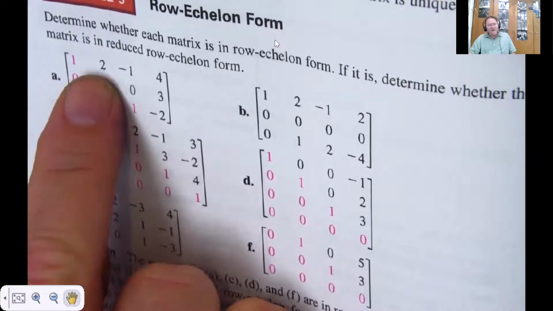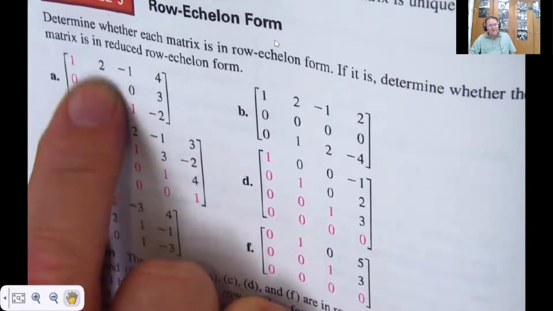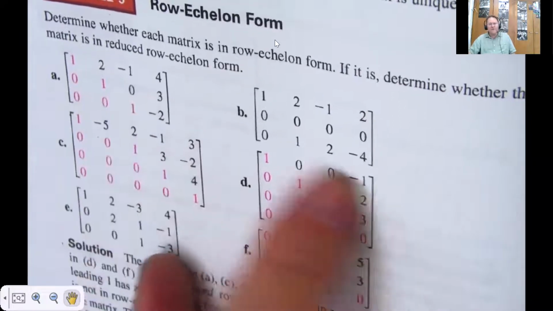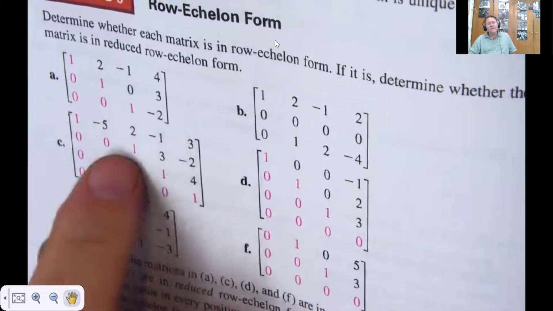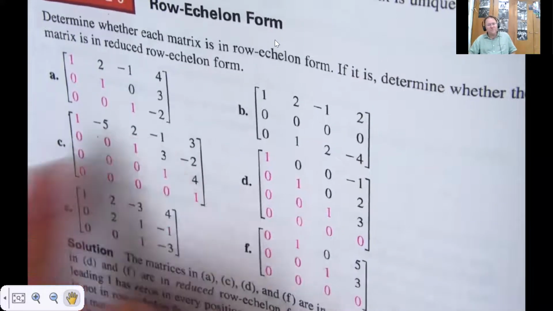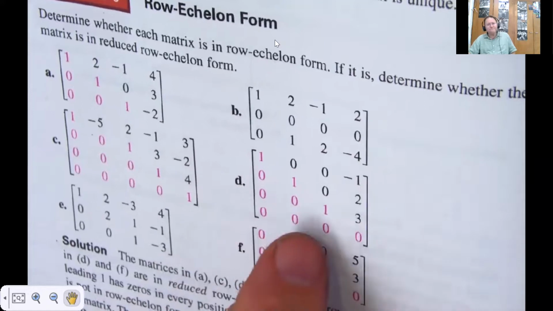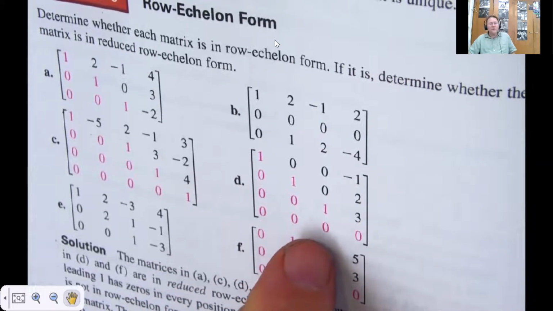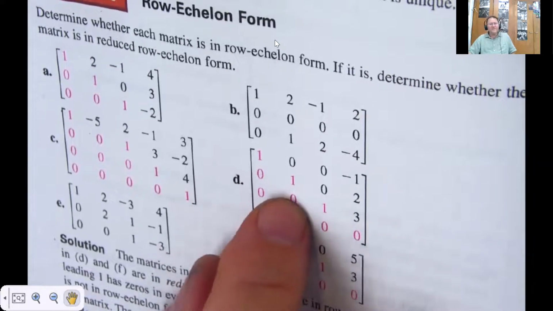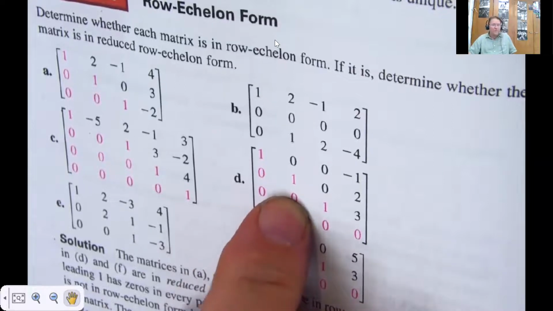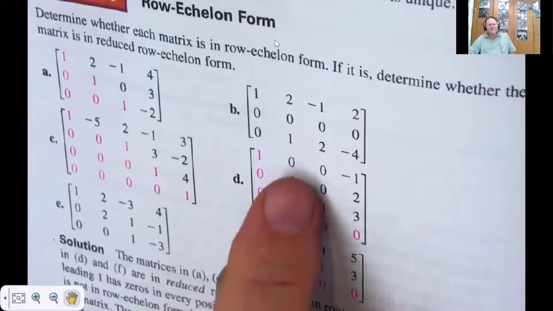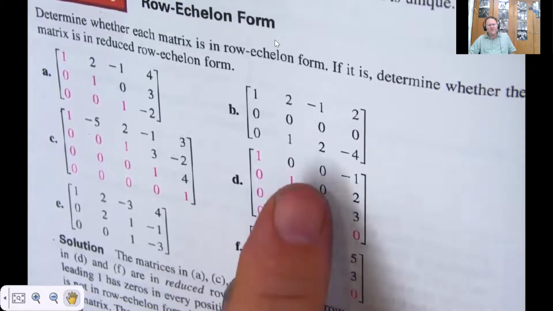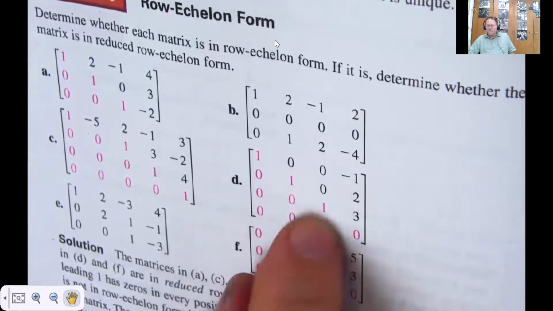If I go above that one, remember above and below both have to be zeros. That's not a zero, so no, we already know that's not row echelon, so it can't be reduced row echelon form either. If I go above that one, that's a two. That's not it. And okay, this one looks like it works. Looks like D is in reduced row echelon form. Everything below and above each leading one is a zero. So that one's in reduced row echelon form.